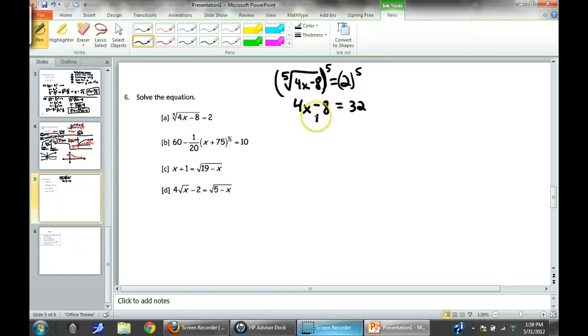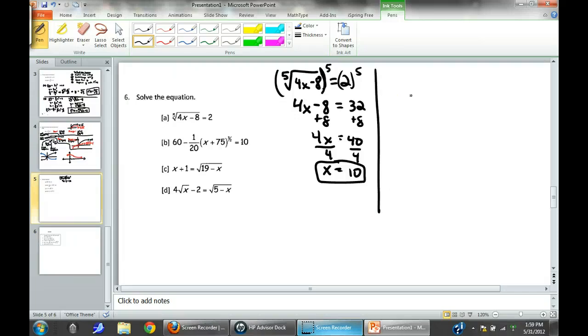And then we're on the linear level. We add 8. We get 4x is 40. We divide by 4. And we get that x is 10. Okay, great.